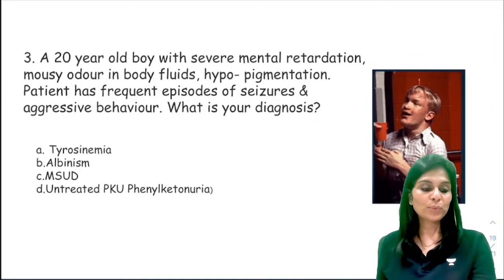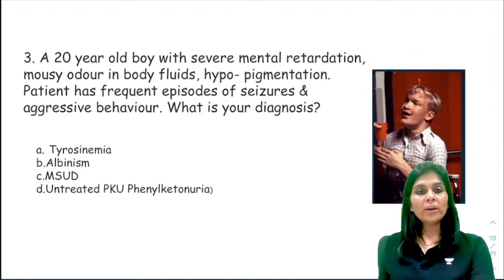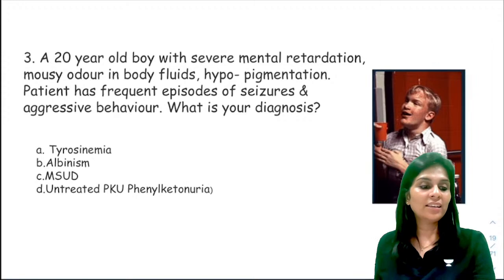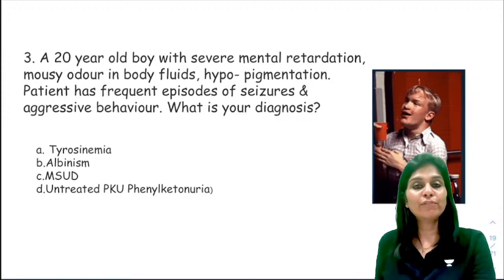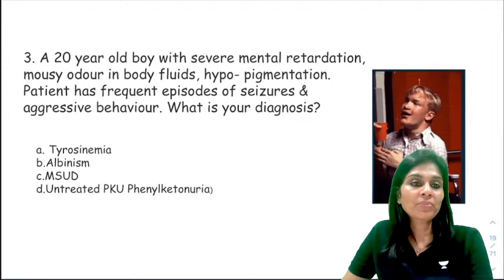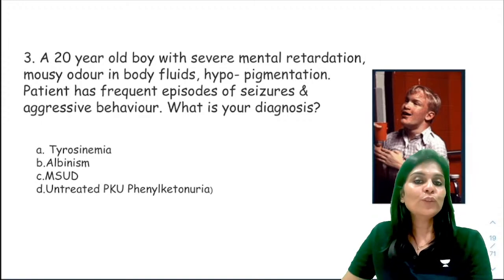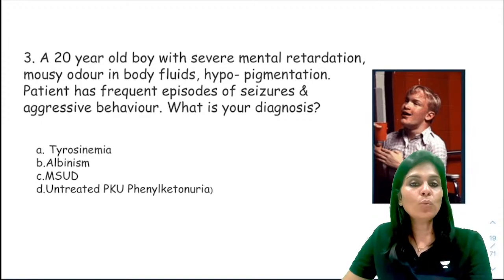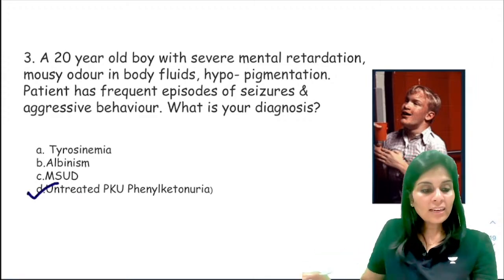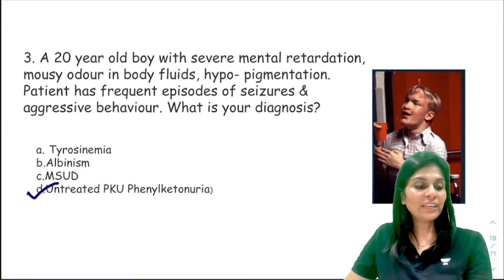Now this is the next question. A 20-year-old boy presents with severe mental retardation, mousy odor in body fluids, hypopigmentation. The patient has frequent episodes of seizures and aggressive behavior. What is your diagnosis? Can anybody tell me the right answer? Good. Very good. So it has been answered as untreated phenylketonuria.